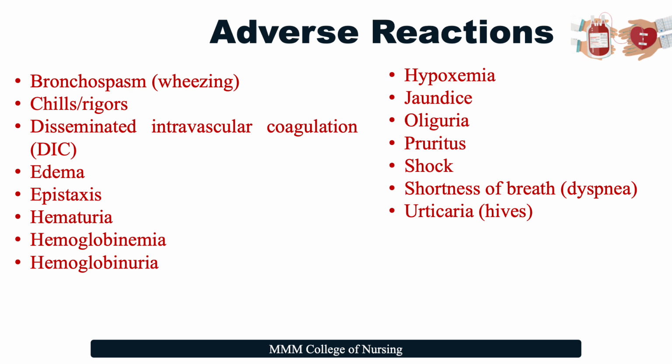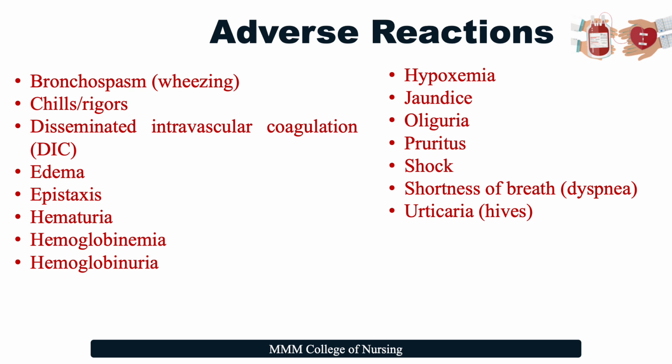Edema, epistaxis, otherwise nosebleeds, hematuria, which is blood in the urine. Hemoglobinemia is a condition where there is excess of free hemoglobin in the blood plasma. Hemoglobinuria is a presence of free hemoglobin in the urine, usually from extensive red blood cell breakdown or hemolysis inside the blood vessels, causing dark-colored urine.